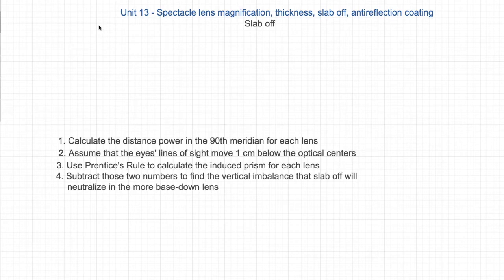So slab off is related to the prismatic effect of lenses, which we learned about in Unit 10. If you remember, a convex lens can be thought of as two prisms base to base. As long as you look through the optical center of the lens, as long as the eyeball is right behind the optical center, there's no prismatic effect. As you read and look down through the bottom of the lens, you get a base-up prism effect.